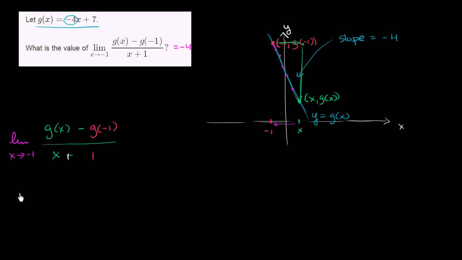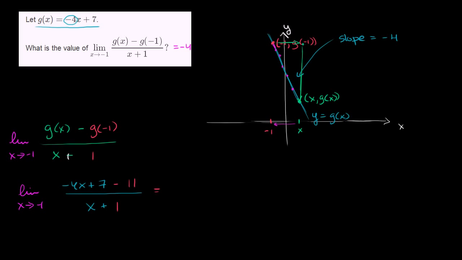So let's actually just take the limit as x approaches negative 1 of g of x. Well, they already told us what g of x is. It is negative 4x plus 7 minus g of negative 1. So that's minus, what is g of negative 1? Negative 1 times negative 4 is positive 4. Positive 4 plus 7 is 11. All of that over x plus 1. And that's where it's really x minus negative 1 if you want to think of it that way. But I'll just write x plus 1 here.